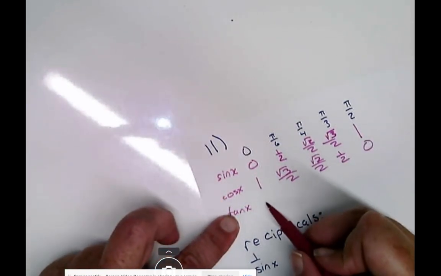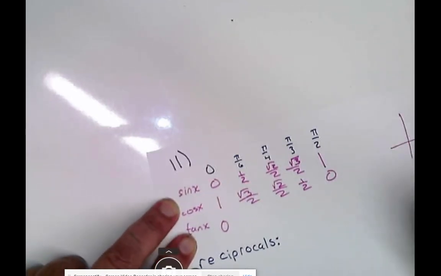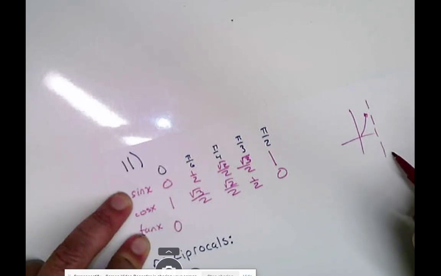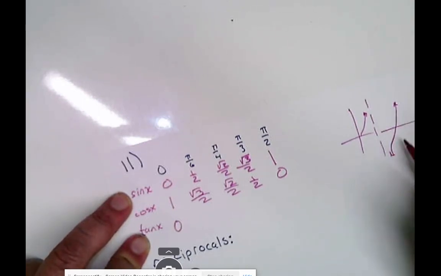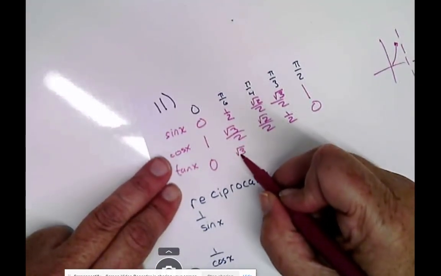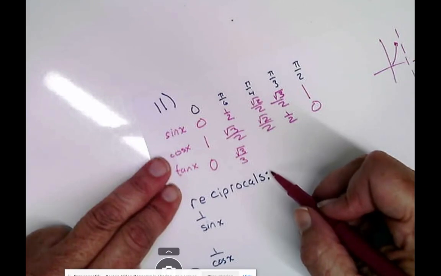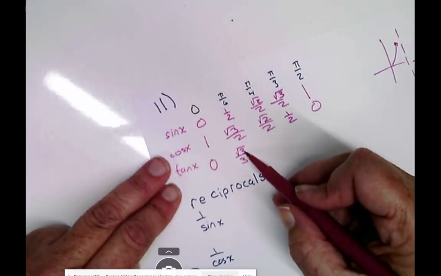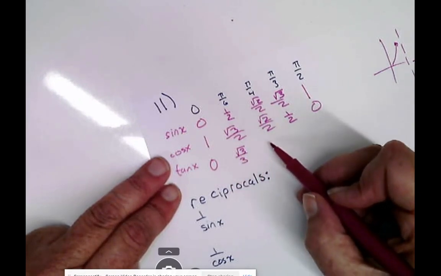And then tangent starts at 0, and tangent is this increasing function. So you start with root 3 over 3. I think root 3 is like a 1.7 or something, and if you divide that by 3, you get 0.5 something. So 0, 0.5 something.